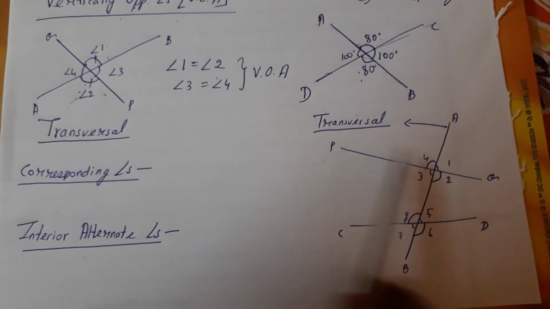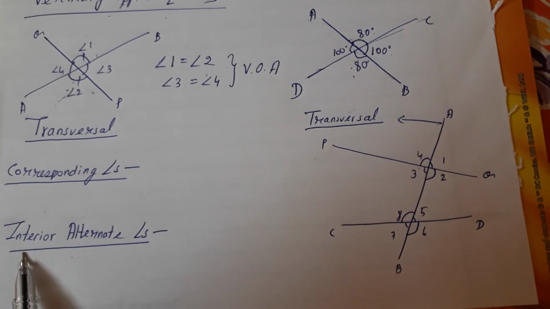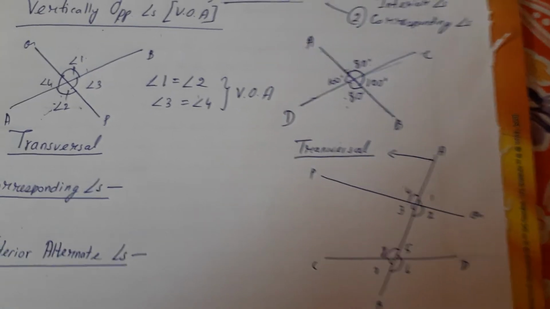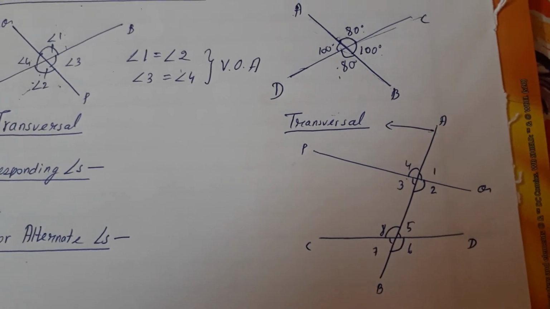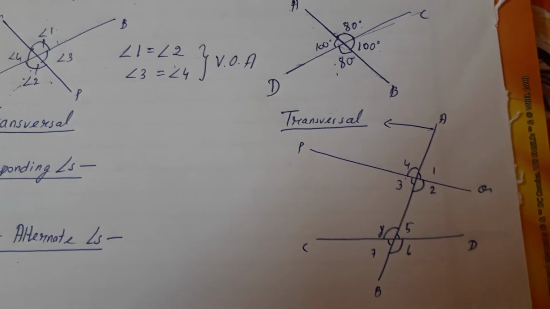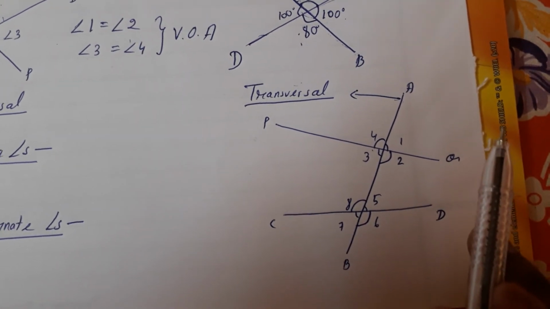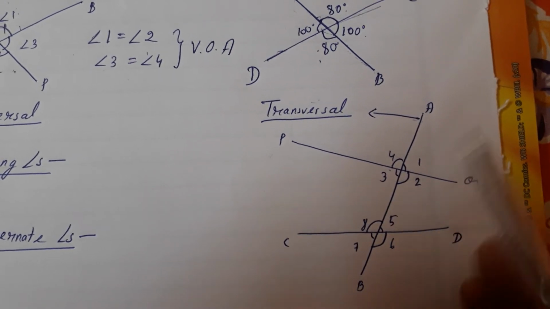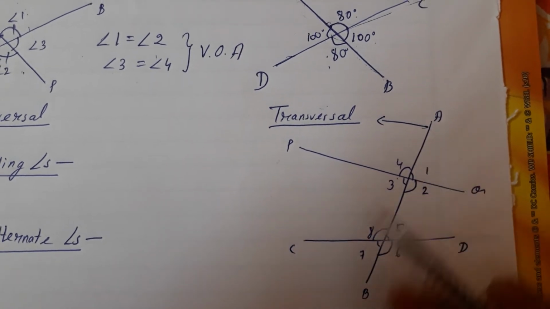Now this transversal makes two types of angles, that is corresponding angles and interior alternate or alternate interior angles. Corresponding angles means two angles on the same side of a transversal are known as corresponding angles if both lie either above the two lines or below the two lines. Listen carefully. These two angles on the same side of a transversal are corresponding angles if both lie either above or below the lines.